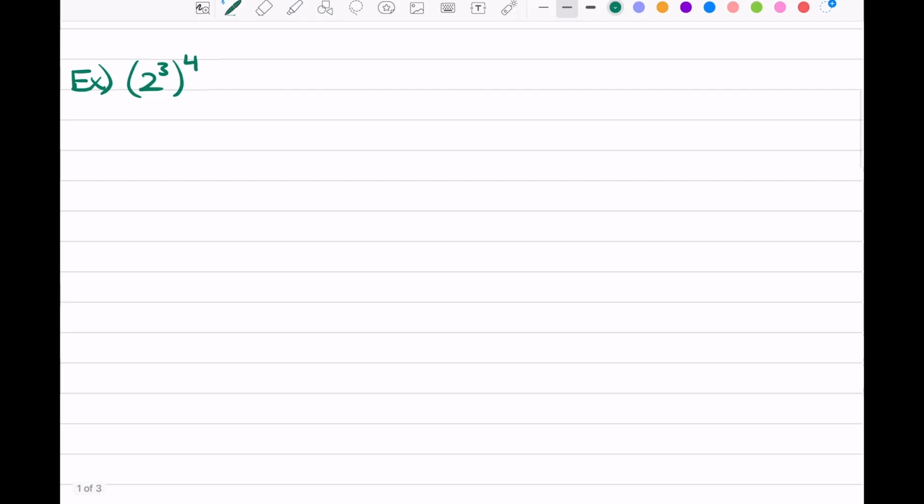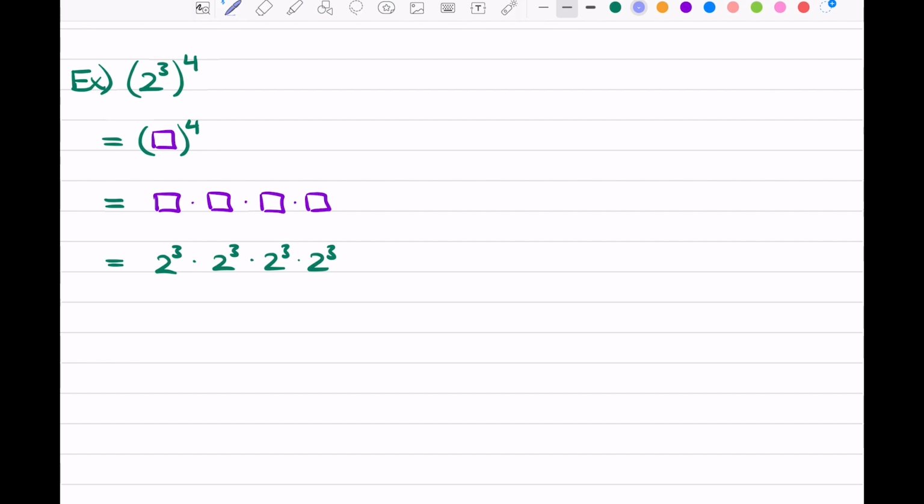Let's say we have 2 to the third power, and we take all of that to the fourth power. How could we simplify this? Well, to start off, let's think about that 2 to the third as just a box. So inside those parentheses, we just have a box. And we're saying, take the box to the fourth power. Well, box to the fourth power would just be box times box times box times box. And we said our box was 2 to the third, so then we could substitute that back in. So we'd have 2 to the third times 2 to the third 4 times.